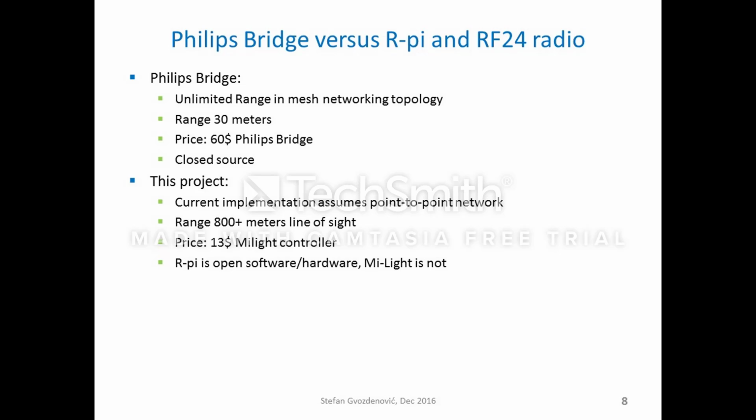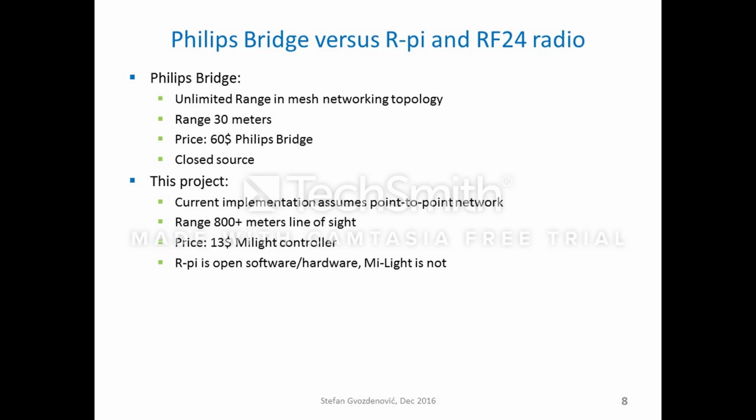However, range of the point-to-point network of a Philips bridge is only 30 meters, while estimated range for NRF24 radio, including LNA and PA, is around 800 meters line of sight.